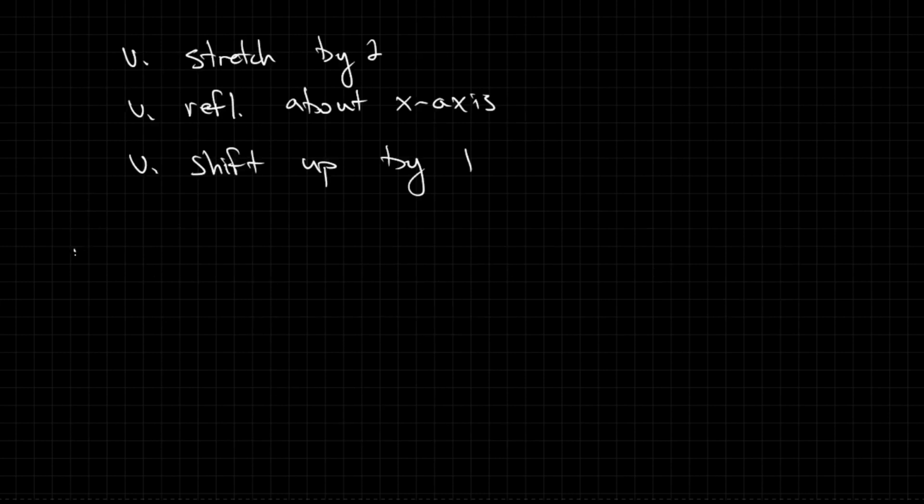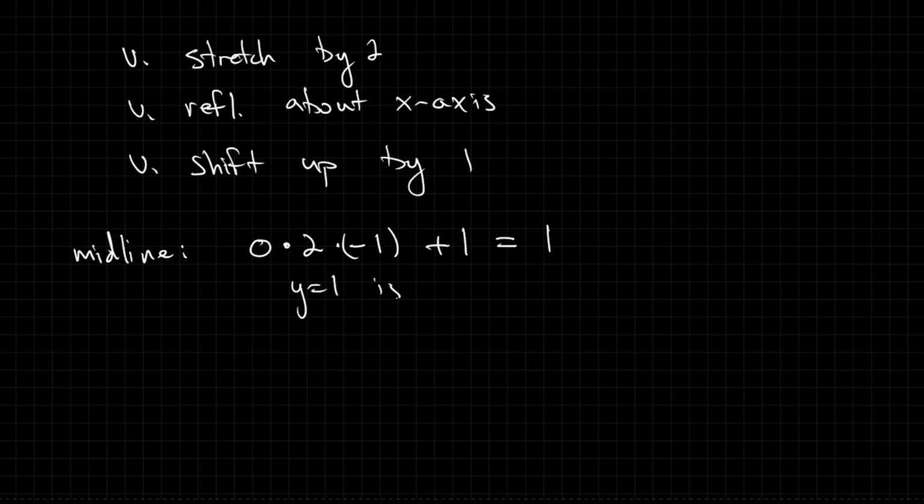So to get our midline, we'll take our old midline, which is y equals 0, stretch by 2, so multiply by 2, reflect about the x-axis, that means multiply by minus 1, and then finally we'll shift up by 1, which gives us a midline of 1. So y equals 1 is the midline. Hopefully you can see why the midline will always just be whatever the vertical shift is, because when you take 0, your old midline, and you stretch or reflect it, it doesn't do anything to the old midline because anything times 0 is 0.